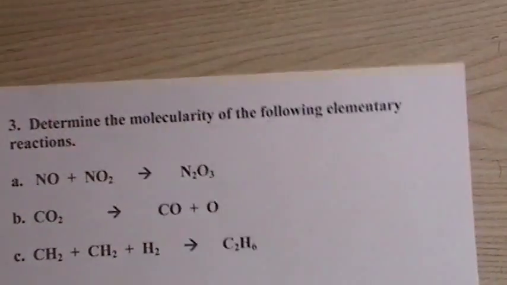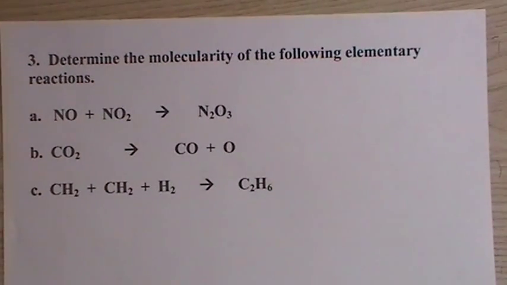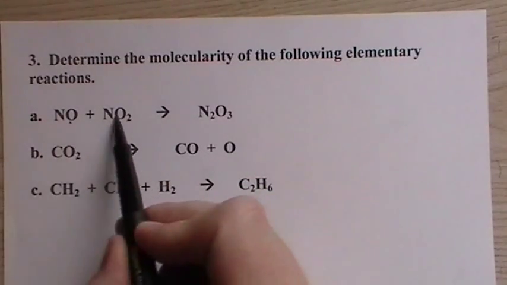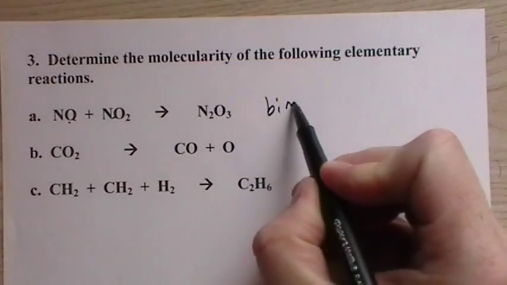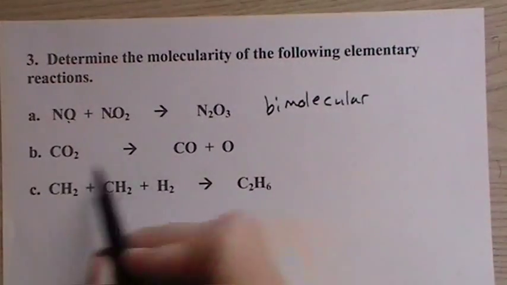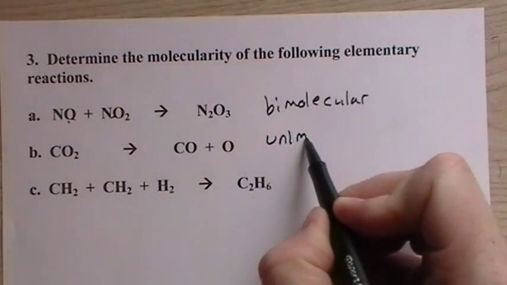Okay, so now 3. Here's another thing that we can do with these mechanisms, which is determine the molecularity. All we have to do is count up the number of species. If 2 species are reacting together, that's bimolecular. If 1 species is falling apart, that's unimolecular.